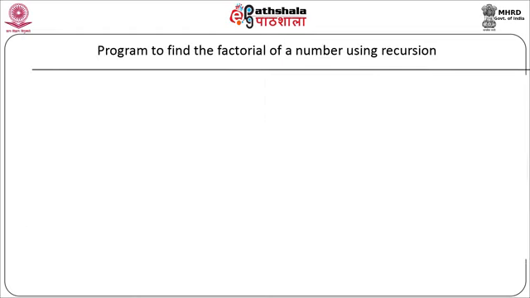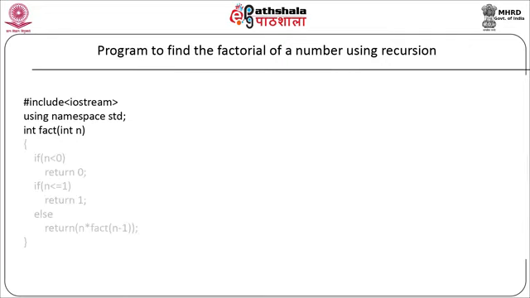Let's see a program to find the factorial of a number using recursion. We'll start with the program: #include <iostream>, using namespace std. int fact(int n), where n is passed as a parameter to the factorial function. We will start with the function body. If n is less than 0, then return 0. If n is equal to 0 or n is equal to 1, then return 1, else return n into fact of n minus 1, and the function will end.